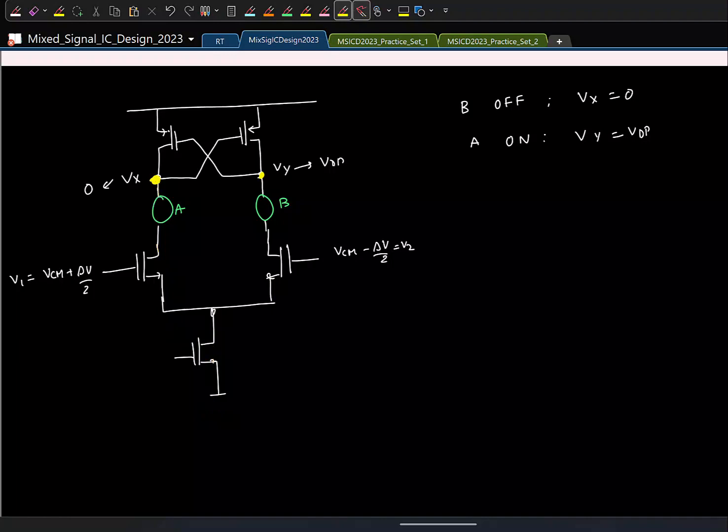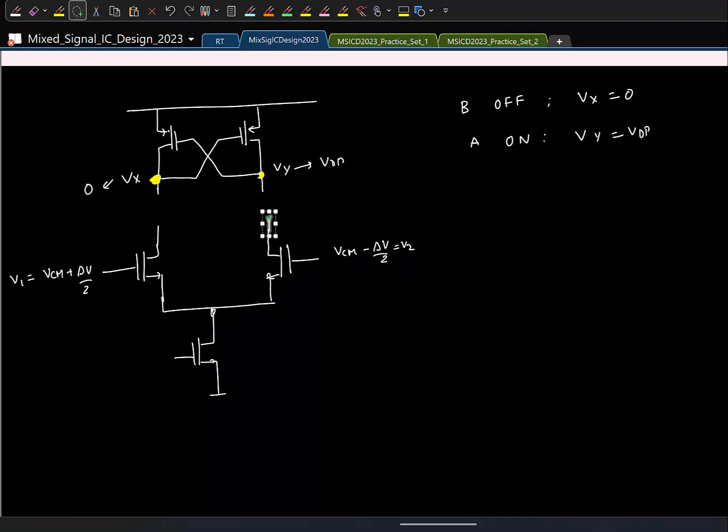So what kind of an element do you think will do this? An NMOS transistor with gate connected to Vx and Vy will do this. So I'll go and replace these guys with NMOS transistors. I'll have to make some space.